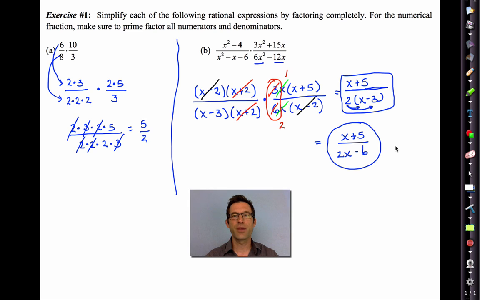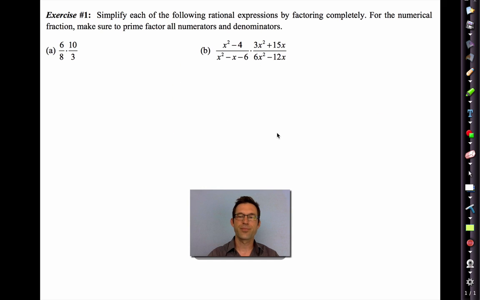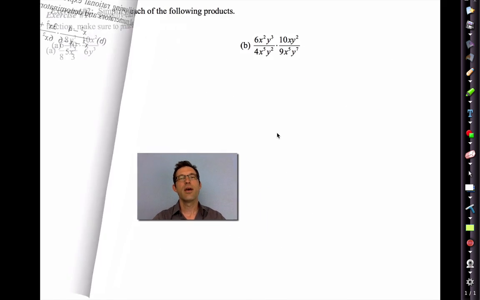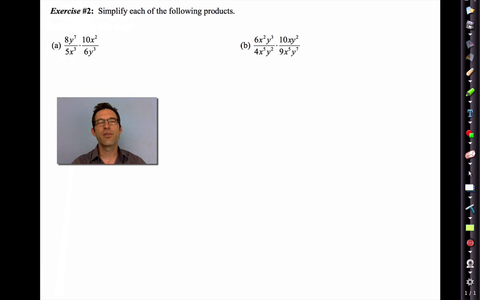Pause the video now. Think about what we did before we move on. Okay, let's clear out the text. Now, just like before, the key in these problems is to factor first and then cancel. But in letter A and B in exercise 2, everything has already been factored.